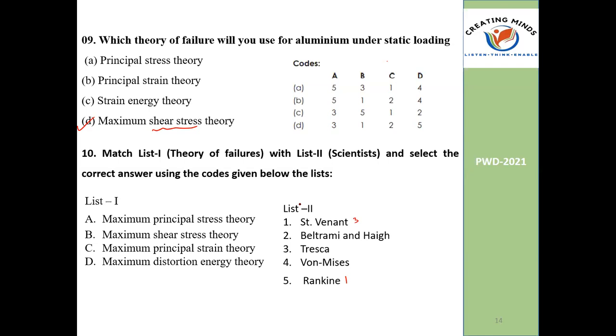Then C2, you may guess easily. A is right? Next is Tresca, right? Next Saint Venant's, right? Here one is right. Okay. Distortion energy is Von Mises. Strain energy is Beltrami and Haig. Right. So instead of distortion energy, if they give strain energy, then you have to go for Beltrami and Haig.